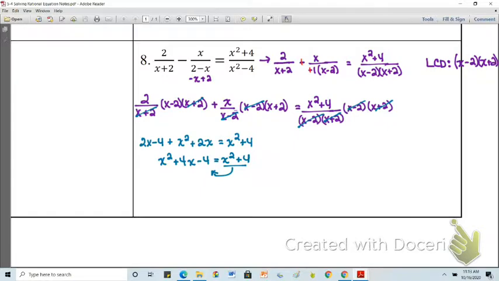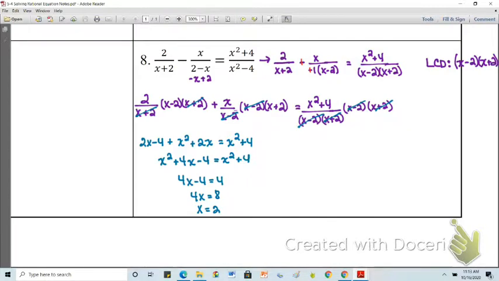So in that case, since x squareds are going to cancel out, let's rethink that. I'm actually just going to take my x squared to the other side, because that means it's going to be linear, and I'm just going to solve it. So I get left with 4x minus 4 equals 4. Add 4 to both sides. X equals 2 is my only solution.